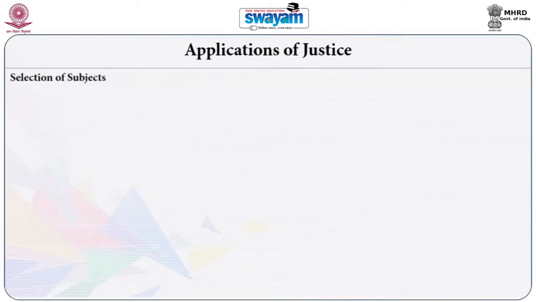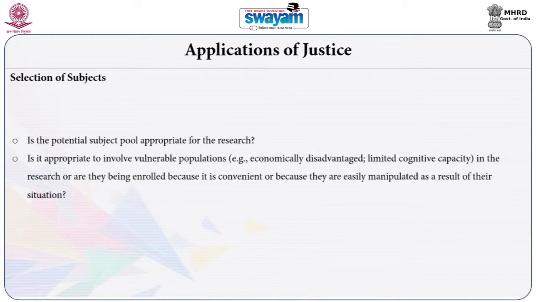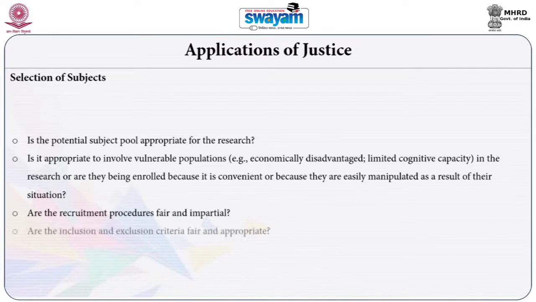The third aspect of the Belmont Report, that is application of justice, covers selection of subjects. Is the potential subject pool appropriate for the research? Is it appropriate to involve vulnerable populations, for example, economically disadvantaged or those with limited cognitive capacity, in the research, or are they being enrolled because it is convenient or because they are easily manipulated as a result of their situation? Are the recruitment procedures fair and impartial? Are the inclusion and exclusion criteria fair and appropriate?